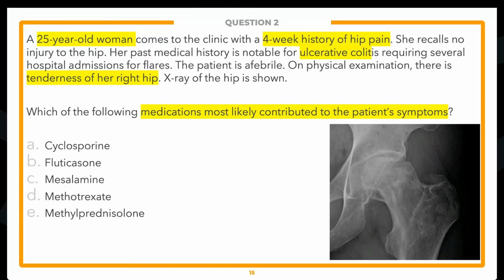All right, so we have classic A to E. We want to think about what this could be. Option choice E, methylprednisolone. Option choice D, methotrexate. Option choice C, mesalamine. Option choice B, fluticasone. Option choice A, cyclosporin. So these are all medications the patient could possibly be on. She has ulcerative colitis. These are all ulcerative colitis treatment medications. But what is most likely to cause the patient's problem and the X-ray finding in this situation?